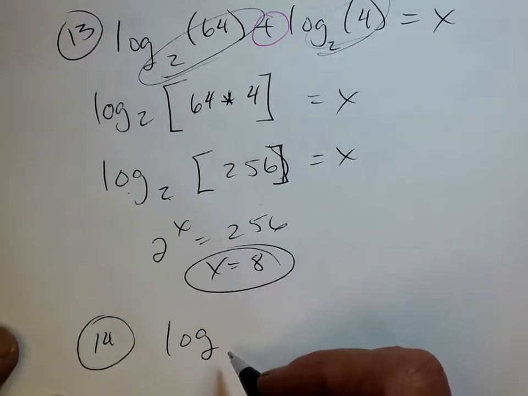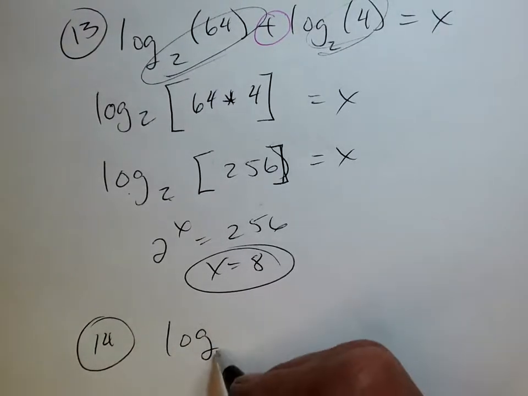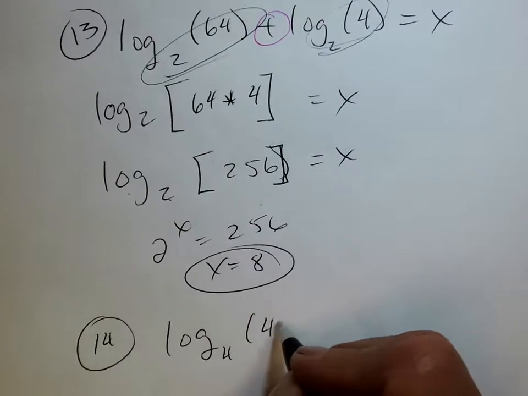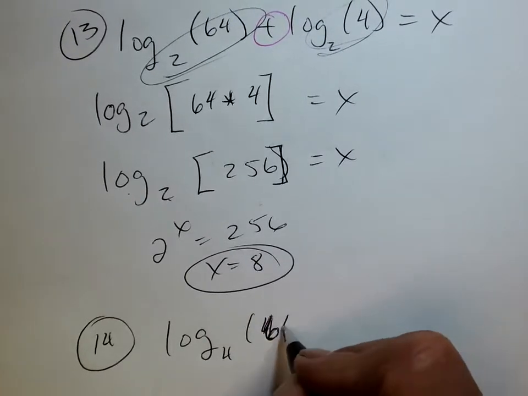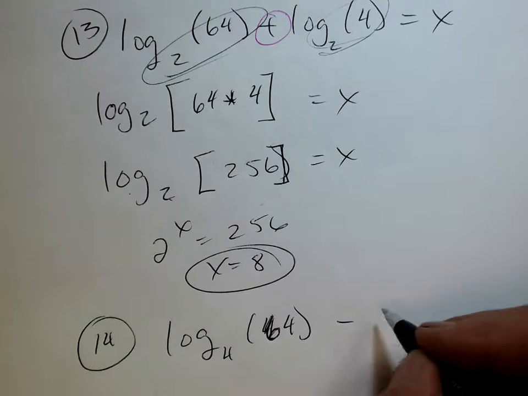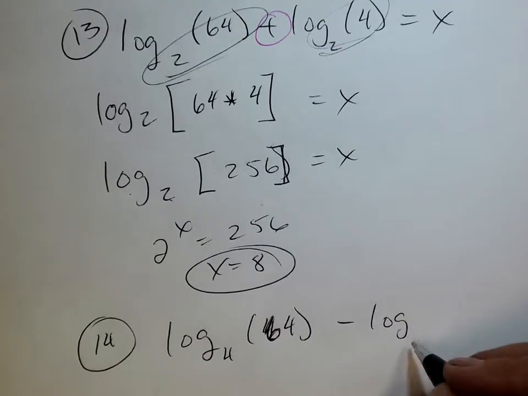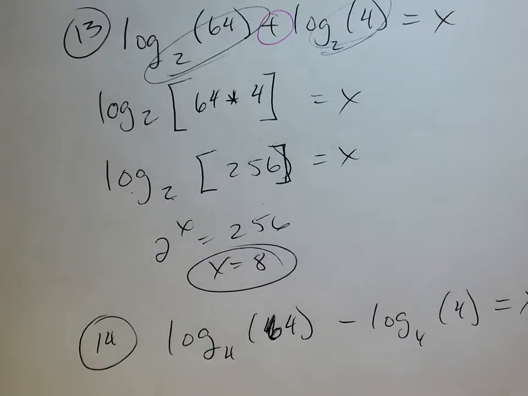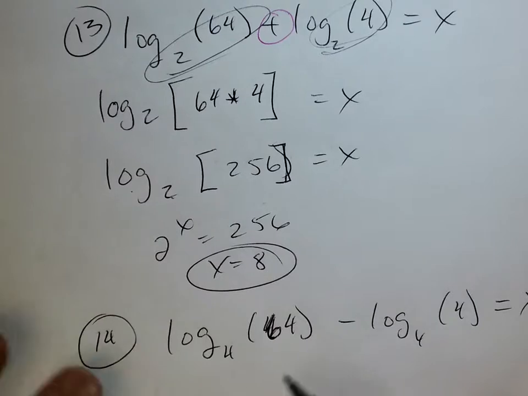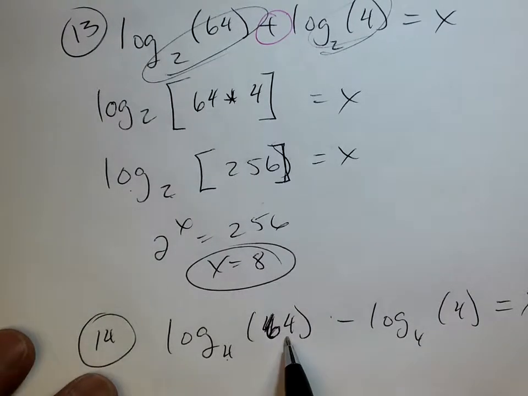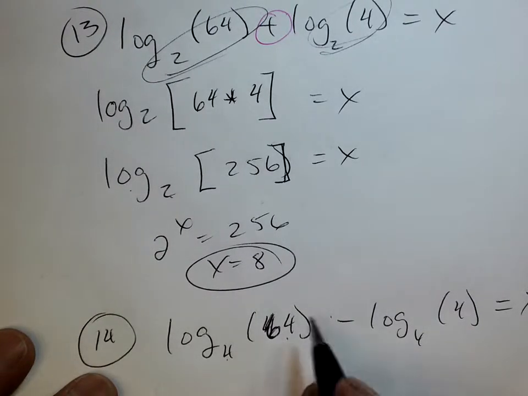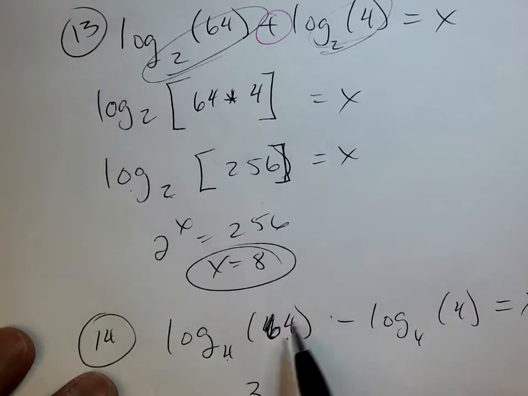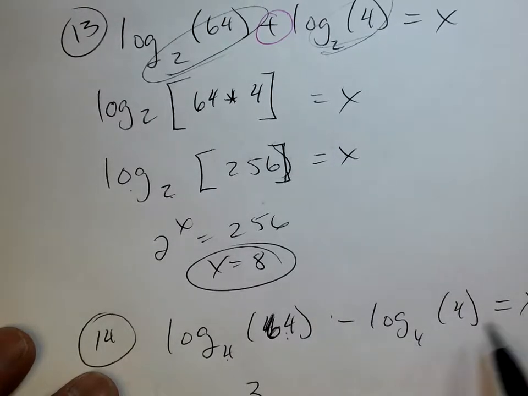Log base 4 of 64 minus log base 4 of 4 equals x. Okay, two ways to do it. I'm going to do it both ways. I do know that 4 to what power equals 64 has to be 3. 4 to what power equals 4 has to be 1. So I know the answer is 2.